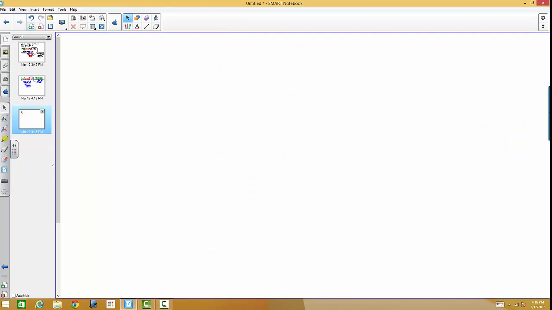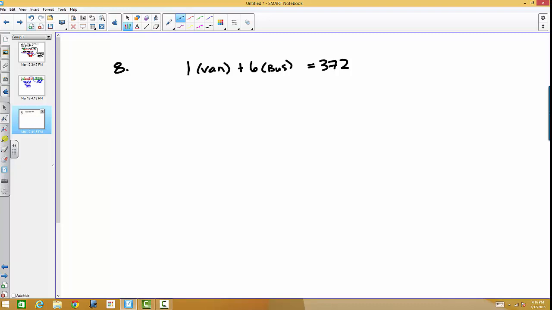All right, we're going to move to number 8. It says the senior class, high school A, is going to fill some buses for a trip to New York City and some cars. So they're going to fill 1 van and 6 buses with 372 students. And then high school B is going to fill 4 vans and 12 buses with 780 students. All right, each bus carries the same, each van carries the same. How many students can a bus carry? So we only need to solve for bus.